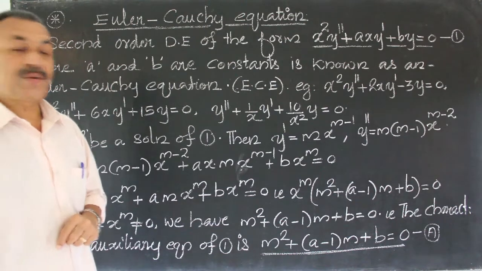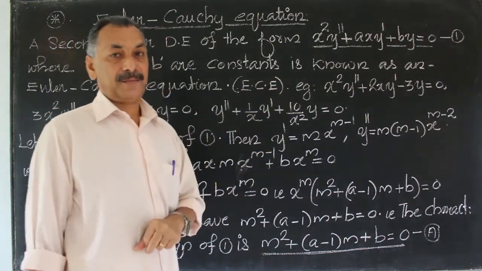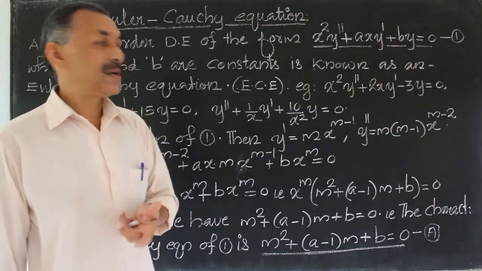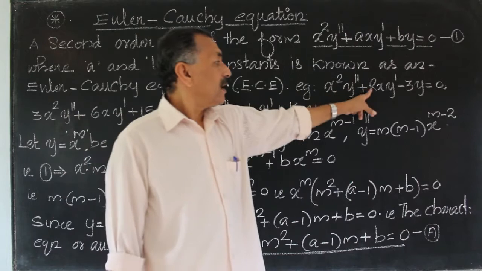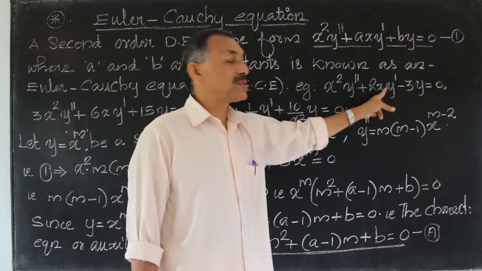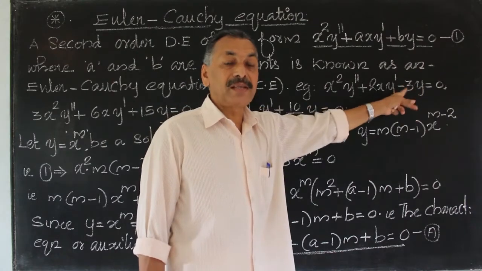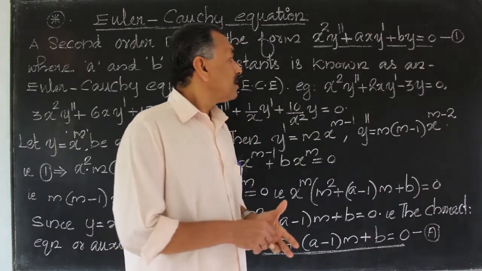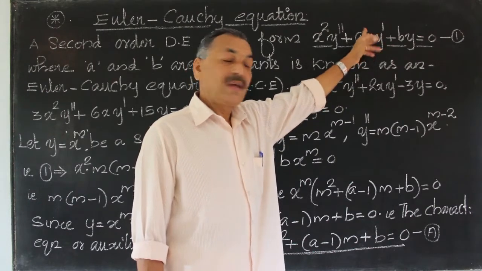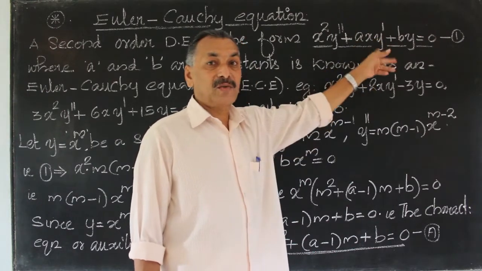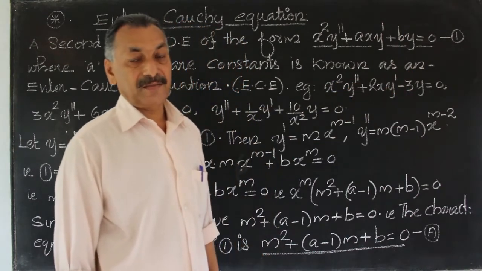An Euler-Cauchy equation is abbreviated as ECE. For example, x squared y'' + 2xy' - 3y = 0. This equation is in this form. What is the value of a? a = 2. What is the value of b? b = -3.